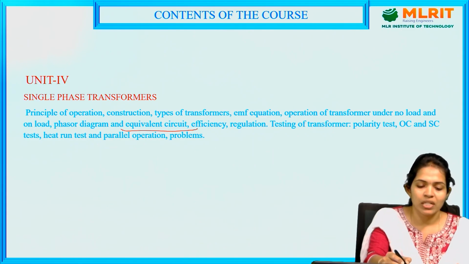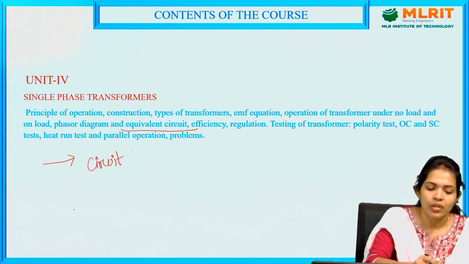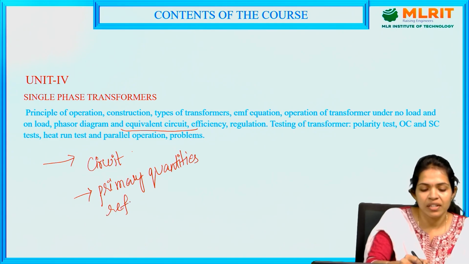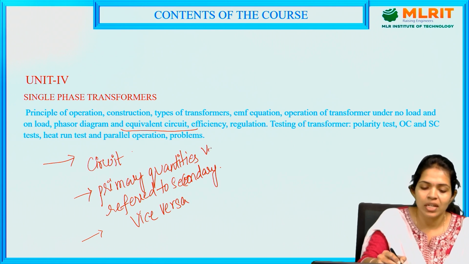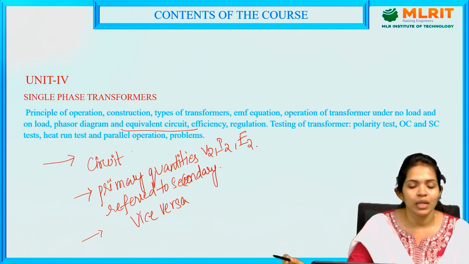Then we'll be studying the equivalent circuit of the transformer. The equivalent circuit of a transformer is nothing but a similar circuit which resembles the transformer when all the primary quantities are referred to the secondary side, and similarly vice versa, when all the secondary quantities, that is secondary current, secondary voltage, secondary induced EMF, are referred to the primary. How we represent all the different quantities of the primary winding and secondary winding in one equivalent circuit will be discussed in the equivalent circuit of the single phase transformer.